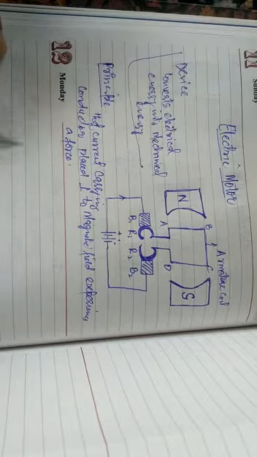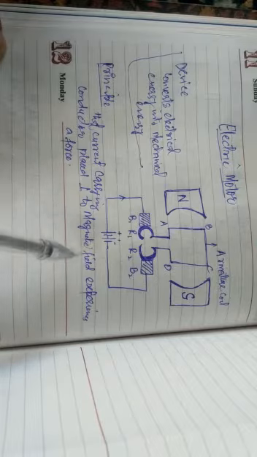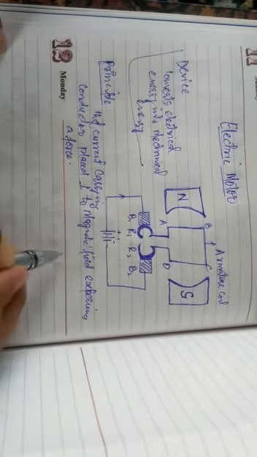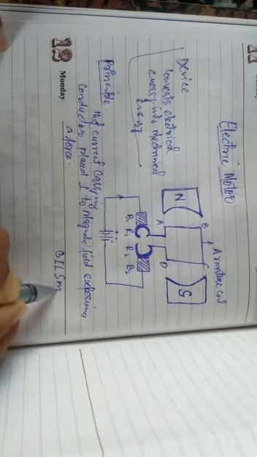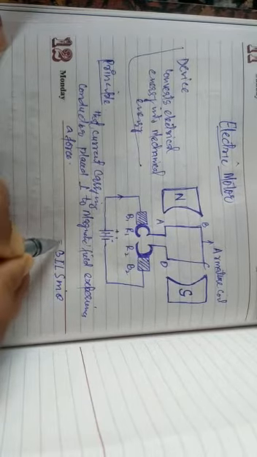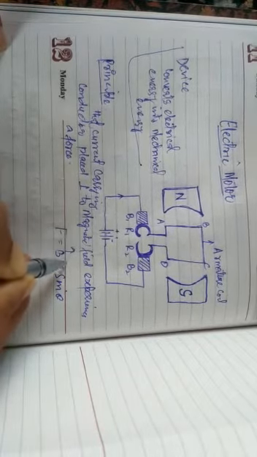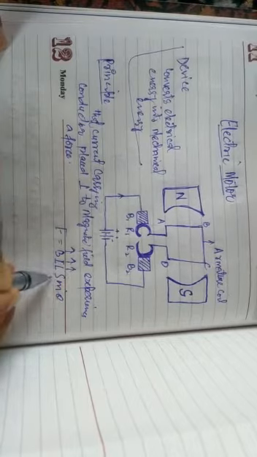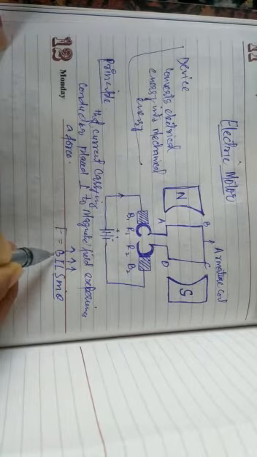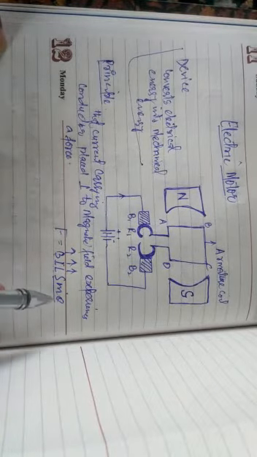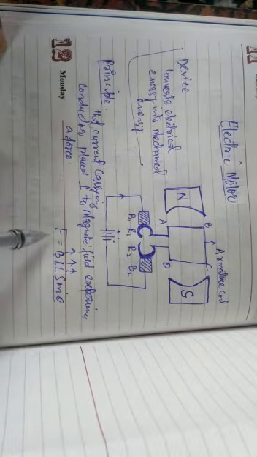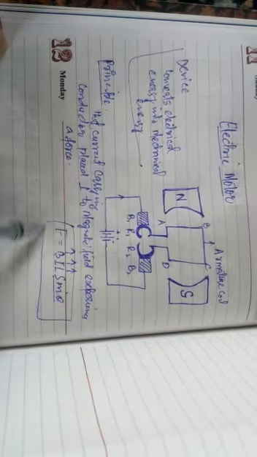According to the principle, we have already read that when a current carrying conductor is placed in a magnetic field, it experiences force, and that force is F equals B I L sine of theta, where B is the magnetic field, I is the current, L is the length of conductor, and theta is the angle between B and L. As the conductor is placed perpendicularly, theta is 90 and sine of 90 is 1, that is the maximum force when the angle is 90.